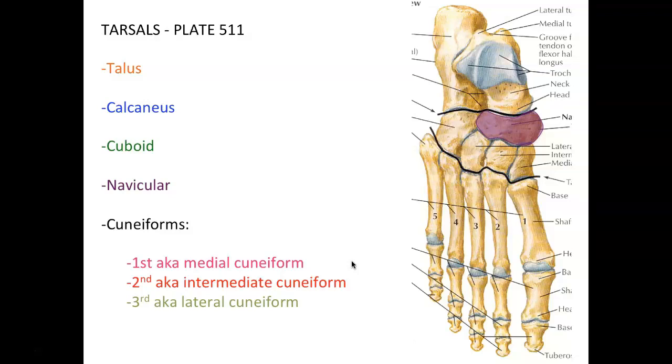Your cuneiforms were named based on location. So you have your medial cuneiform, also known as your first, because it's lined up with your first metatarsal or first digit. Then we have your intermediate cuneiform or second cuneiform. And lastly, your third cuneiform or lateral cuneiform. And the word cuneiform means wedge. So you'll see in the anatomy lab that this superior surface or dorsal surface, dorsum of the foot, is going to be wider than the plantar surface of your foot. So it's kind of like a door wedge here.